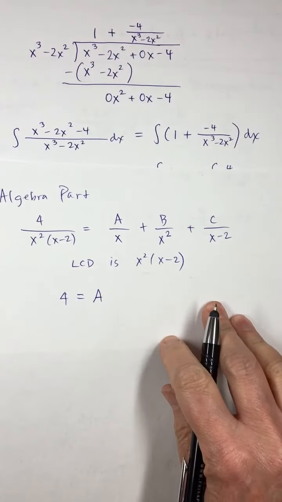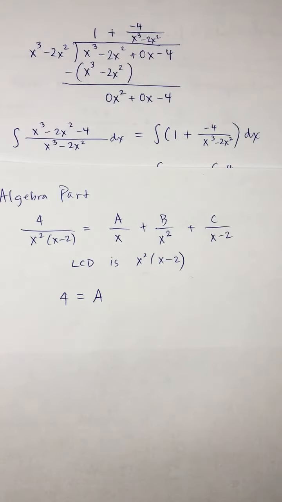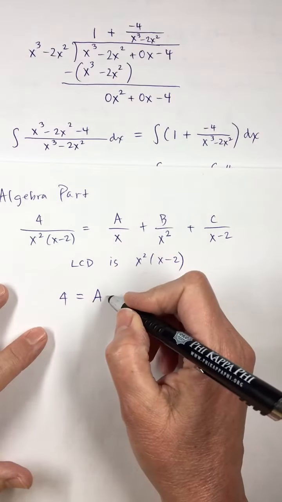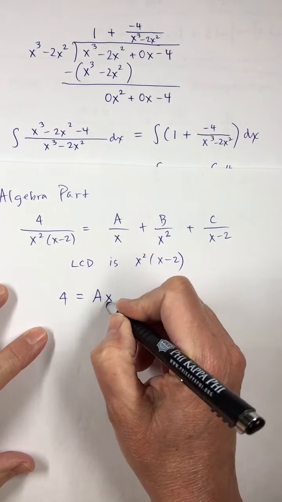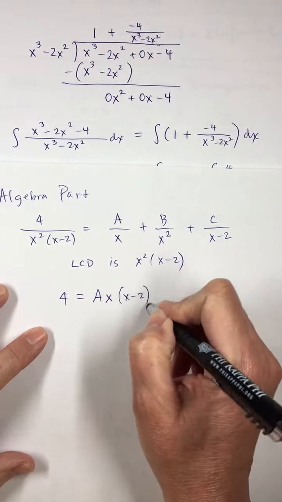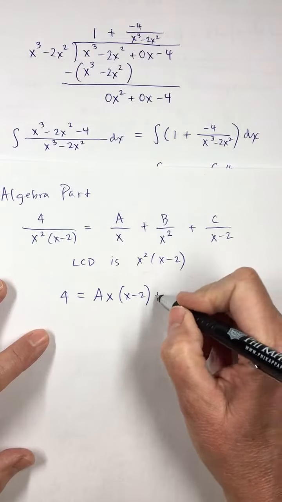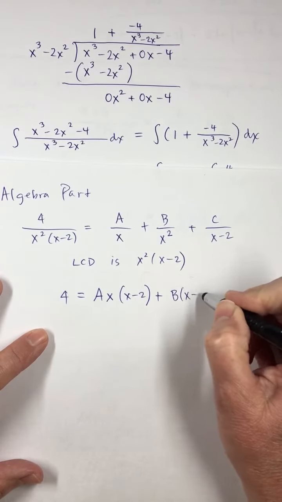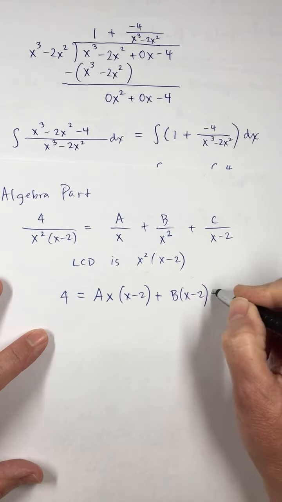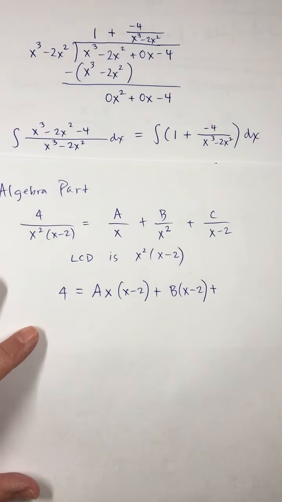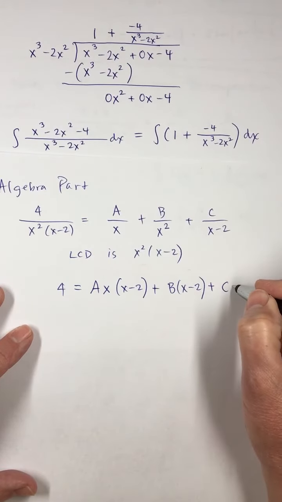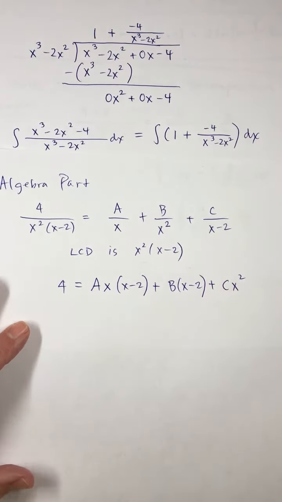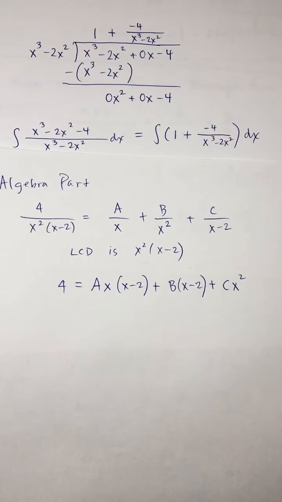A times what's left over when I multiply a over x by x squared times x minus 2? I get a x times x minus 2. What about b over x squared? B times x minus 2. And what about c over x minus 2? C x squared. Now think about what you can pick for x to help you out here.